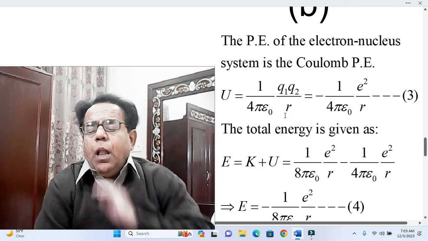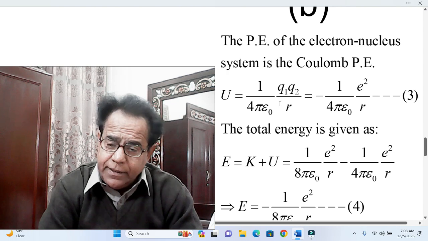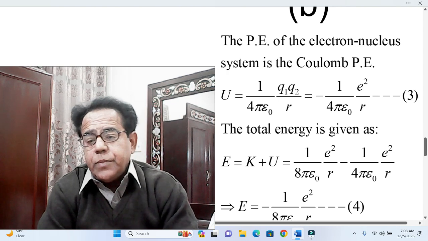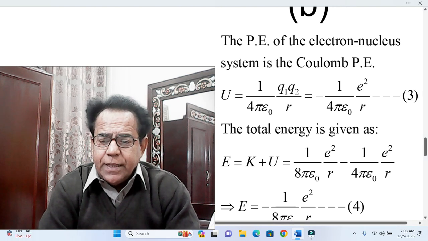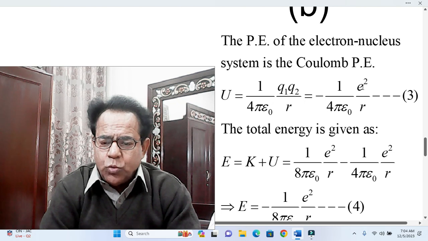Here r is not in square. Here r is simply r power 1. Potential energy has become equal to 1 over 4 pi epsilon naught q1 q2 over r. Here q1 and q2 are both elementary charge, electronic charge e, so in place of q1 q2 we have used e square and the remaining is no change.